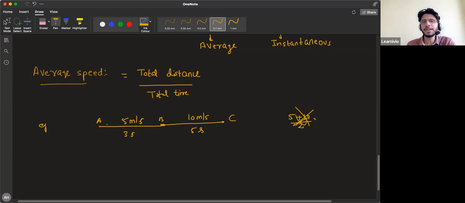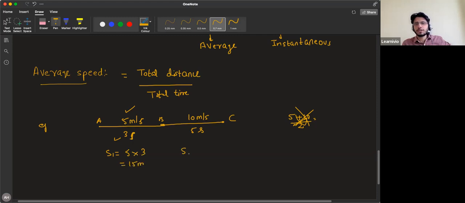So what you will do, you will need the distance from A to B. And who will tell me how to calculate distance? The speed is given, time is given. Hiba, how will you calculate distance if speed and time are given? A to B, speed is 5, time is 3. How to calculate distance? Speed into time, simply. So speed is 5, time is 3, so the distance is 15.